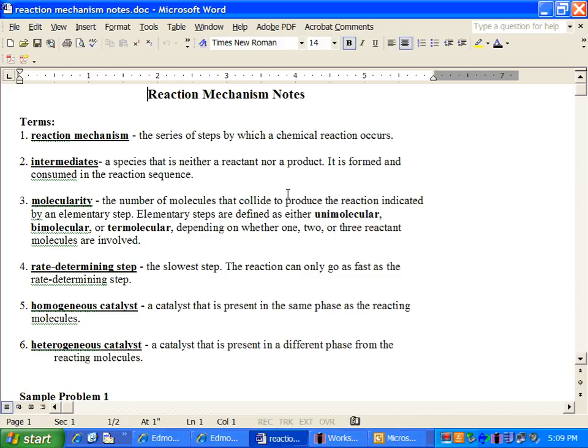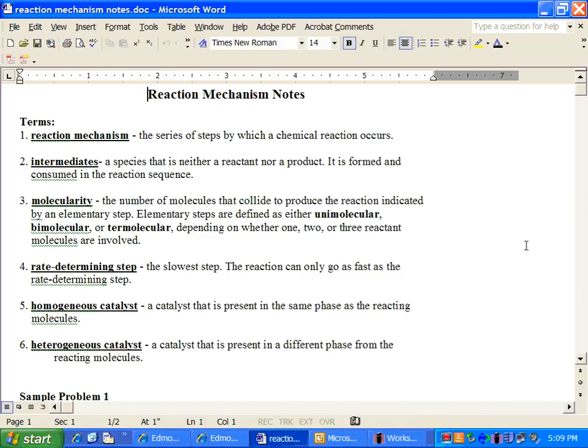And then the term molecularity is talking about how many molecules are actually colliding. If you only start in your elementary step with one reactant, then it's called unimolecular. If there are two, then it's called bimolecular. If there are 3 or more, it's called termolecular, not trimolecular. It's called termolecular.